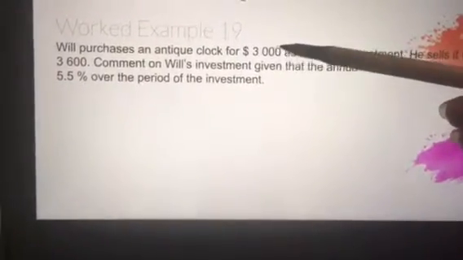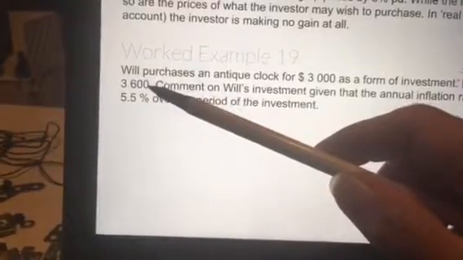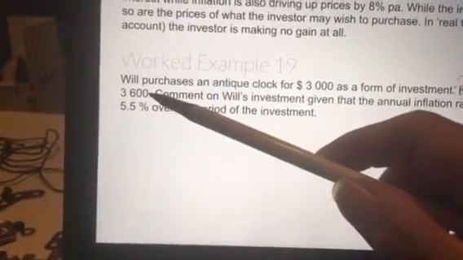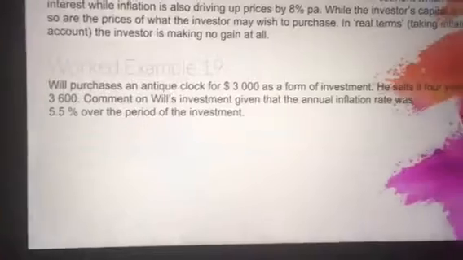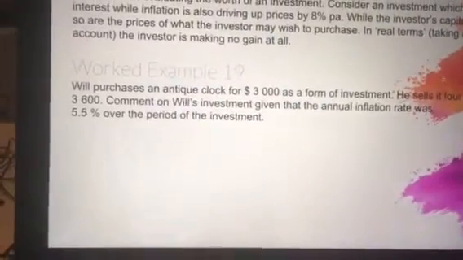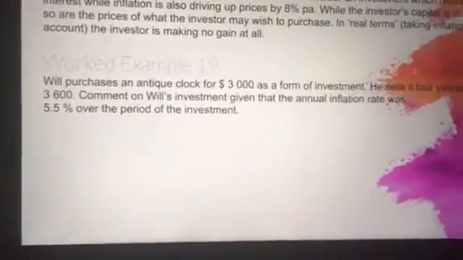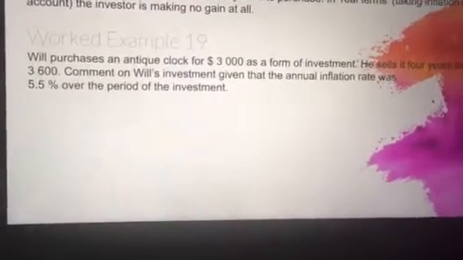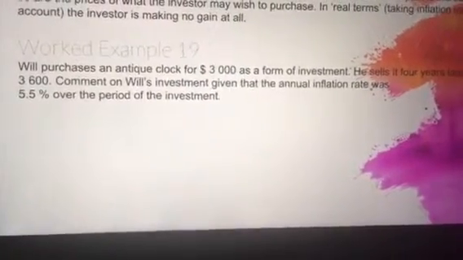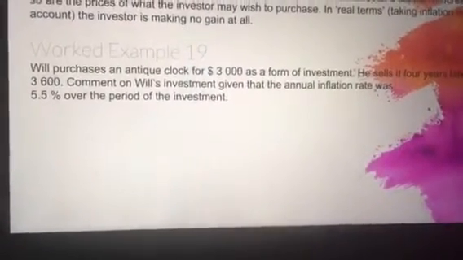All right, so I've got an initial price. I've got a time. I've also got what it grows to, so $3,600. What I don't have is information about what that interest rate would be on that investment, but I do have an inflation rate. So if I can find the interest rate for the investment and then compare it to the inflation rate, I can make a decision about whether it was a loss for Will, a gain for Will, or roughly the same.